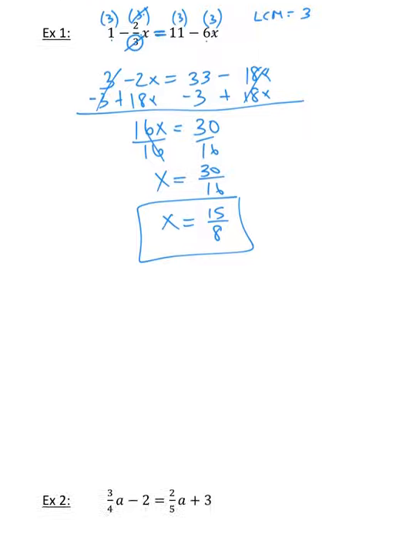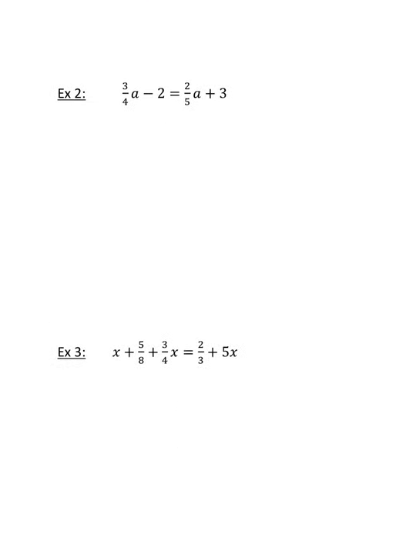We go on to another example where now we have more than one fraction. So you have to look at your denominators and say, okay, I have a 4 and a 5. What's the least common multiple of 4 and 5? Like what's the smallest number that they both go into? 20. So I'm going to multiply every term by 20.